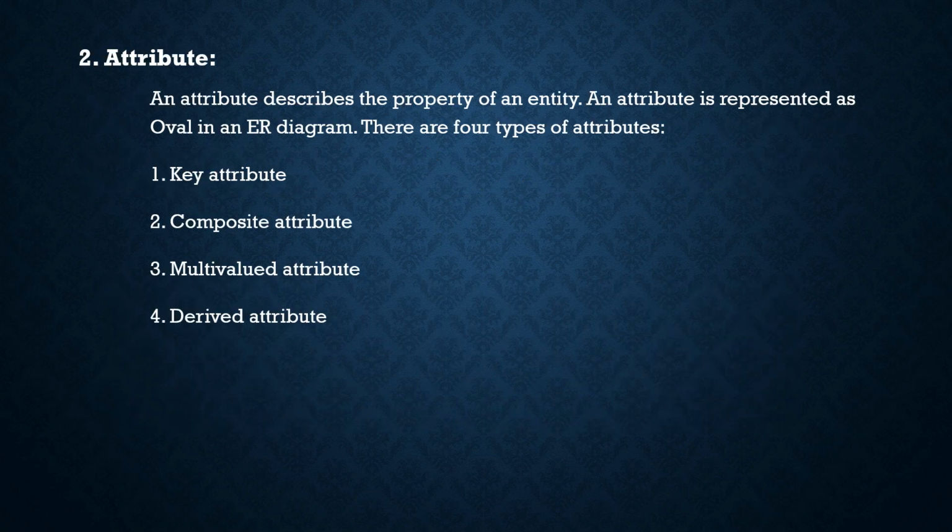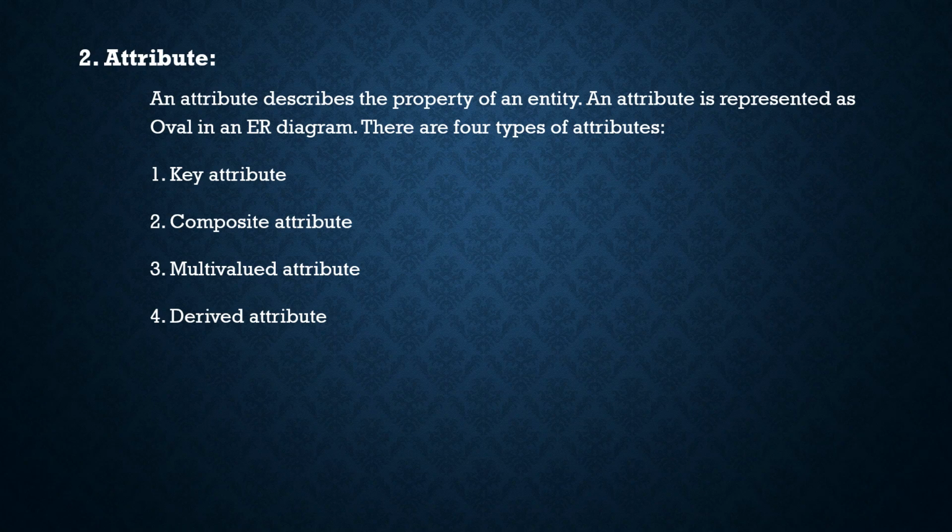Next one is attributes. See, an attribute describes the properties of an entity. An attribute is represented by using an ellipse, or we can say oval, in an ER diagram. There are four types of attributes: key attributes, composite attributes, multi-valued attributes, and the fourth one is derived attributes.